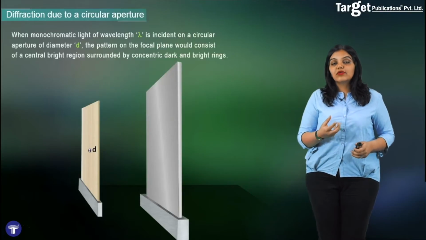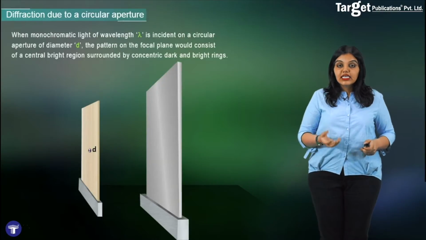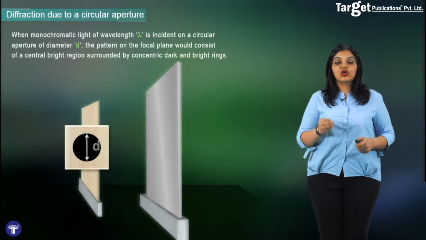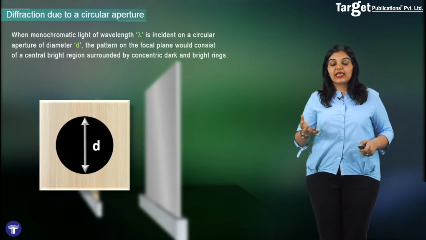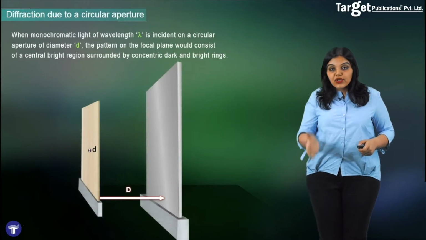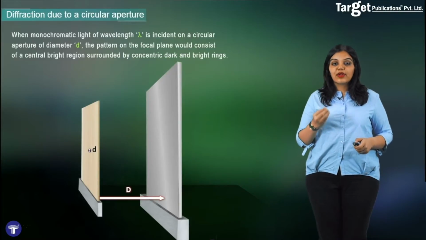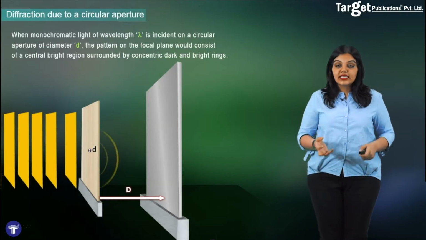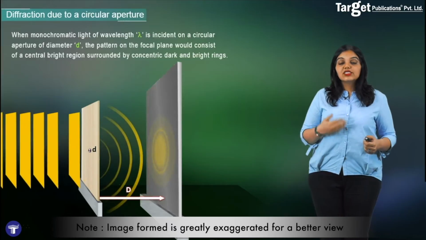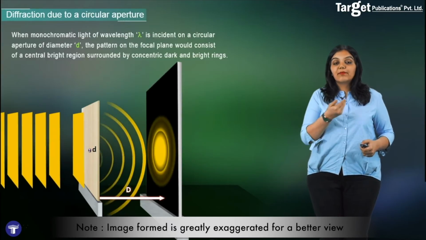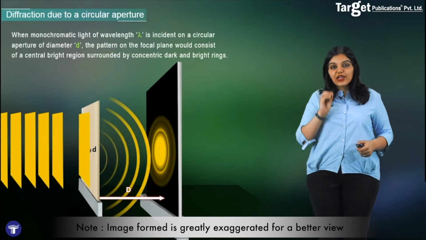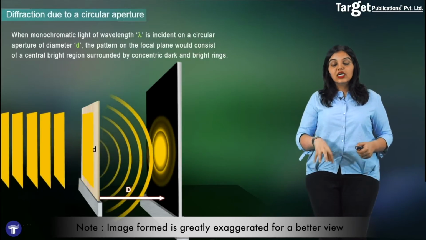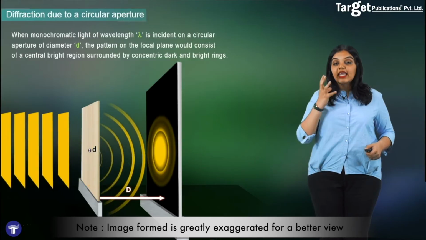Let's say that monochromatic light of some wavelength lambda is incident on a circular aperture of diameter d. In such a case, the pattern on the focal plane, that is on the screen, will consist of a central bright region surrounded by concentric dark and bright rings. As you can see, here we have shown the plane wavefronts being transformed into spherical wavefronts due to diffraction at the circular aperture, and what we are obtaining is an Airy disk.